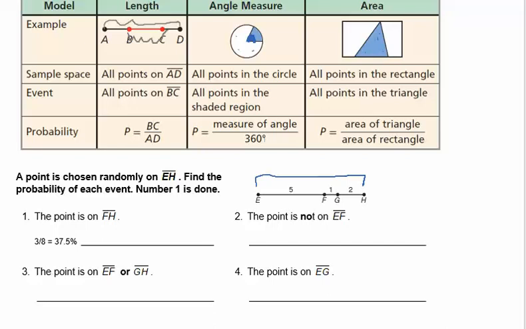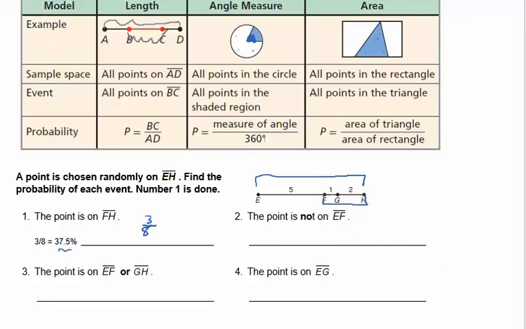So I already did number 1. The point is on FH. Well, FH is from here to here. 1 plus 2 is 3. So the chance that it would land on FH, I take the probability of that event over the whole line, which is 8. And then that's 3 over 8.